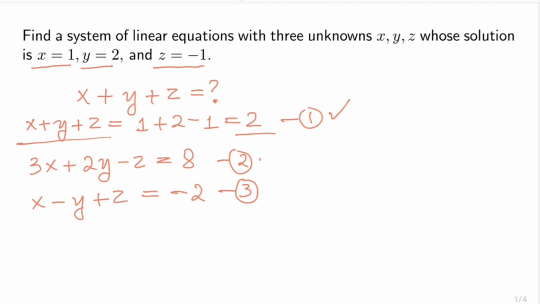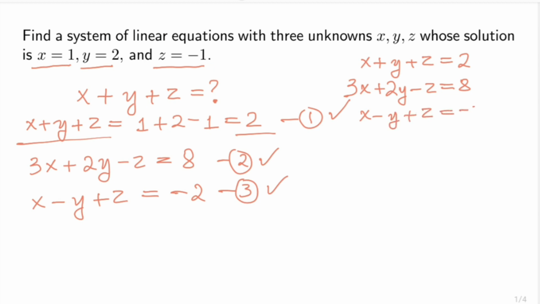So these three equations, if you solve them simultaneously, you're going to get x equals 1, y equals 2, and z equals -1. And we can do a quick check just to confirm for fun. So let's say we write these equations. We have x plus y plus z equals 2. Then we have 3x plus 2y minus z equals 8. And then we have x minus y plus z equals -2.